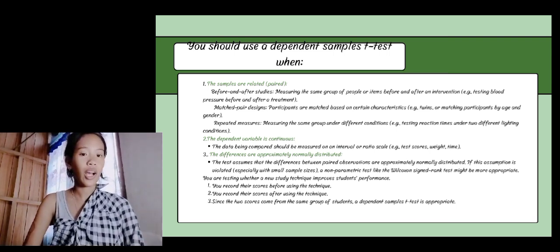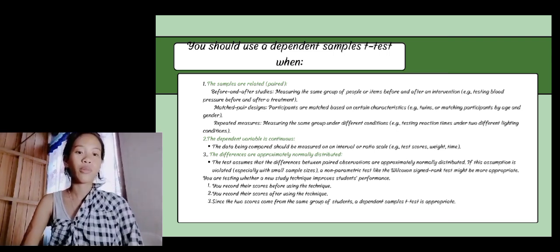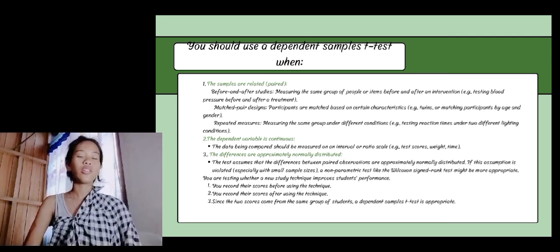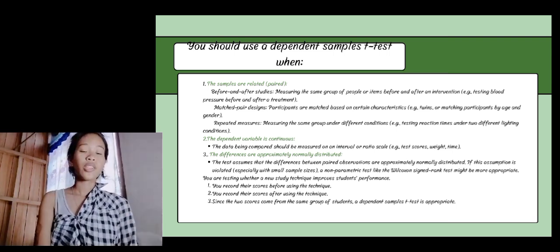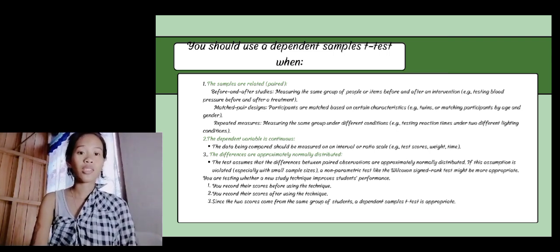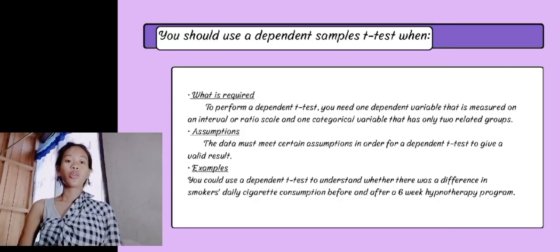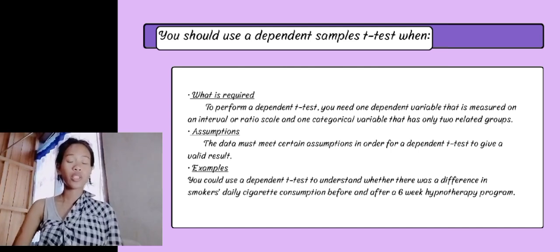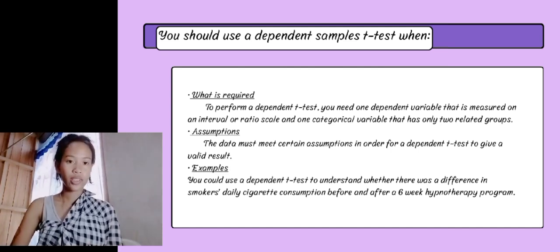You are testing whether a new study technique improves students' performance. You record their scores before and after using the technique. Since the two scores came from the same group of students, a dependent sample t-test is appropriate. What is required to perform a dependent t-test? To perform a dependent t-test, you need one dependent variable that is measured on an interval or ratio scale and one categorical variable that has only two related groups.